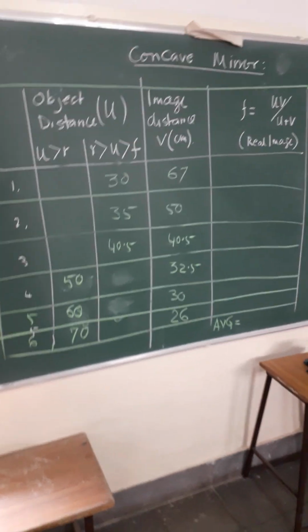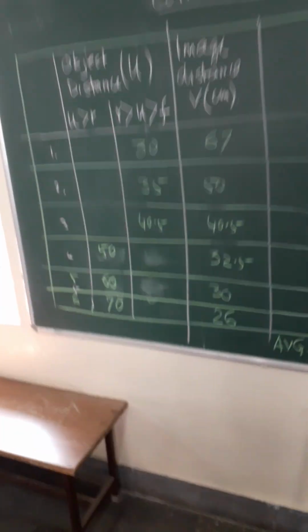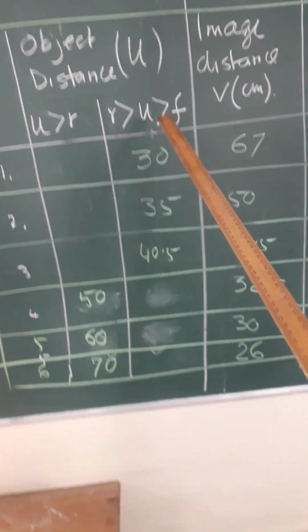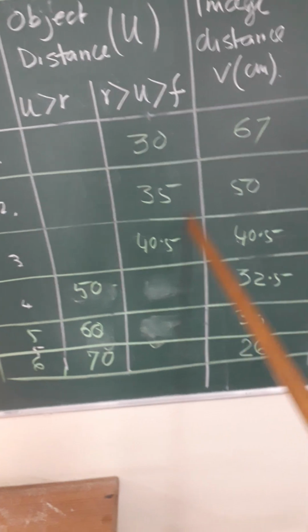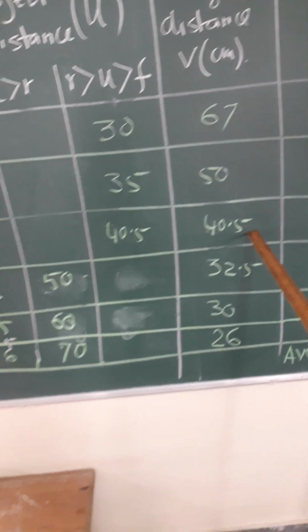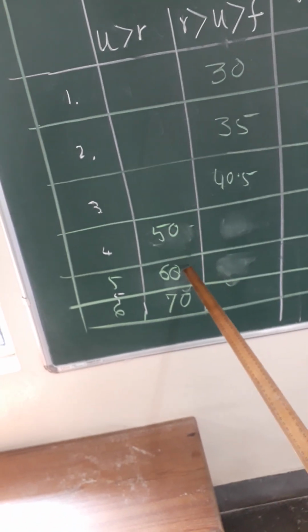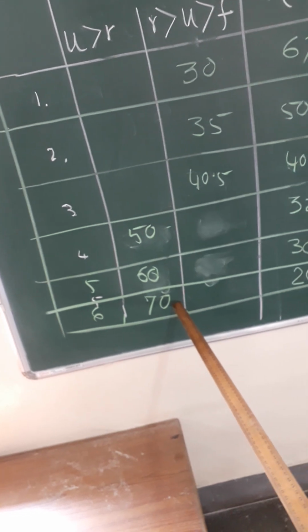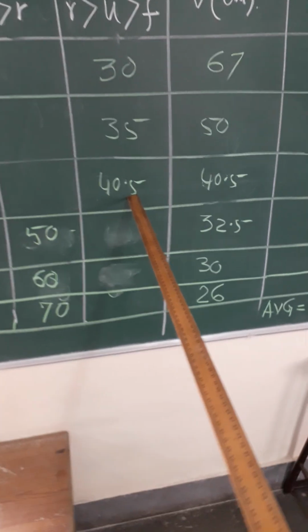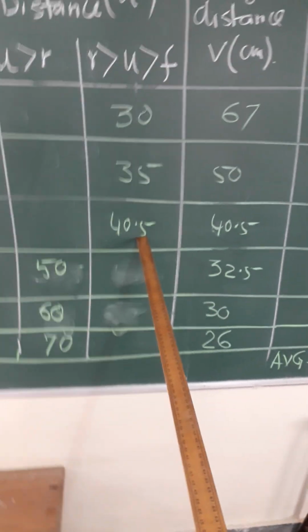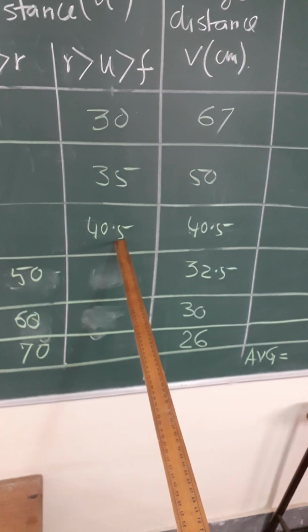Notice that we have taken two values of object distance between the focus and the radius of curvature, and their corresponding image distances. And three values we have taken beyond the radius of curvature. Here you get inverted real images. These give you magnified real images. In any case, we have to use a real image because we're using a screen.